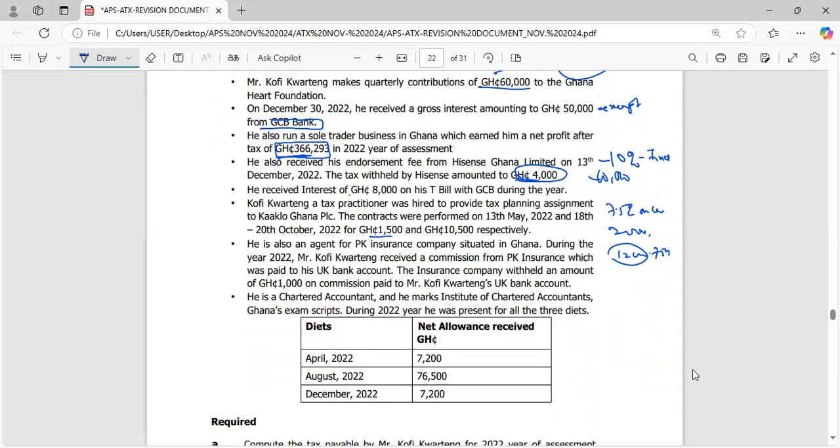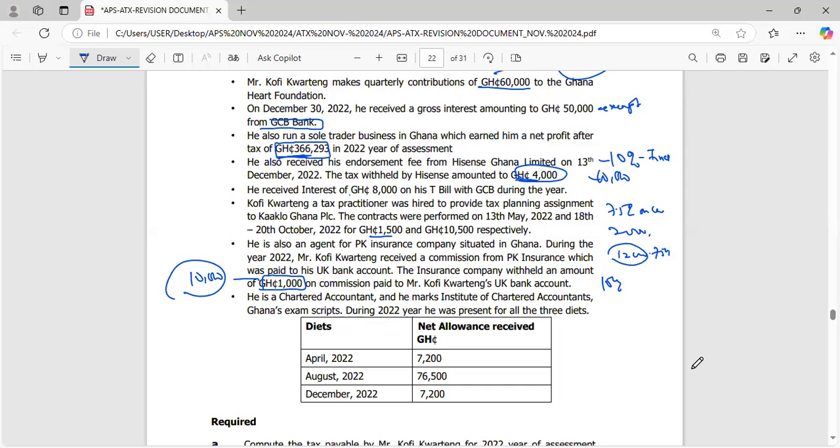10%. Is it final or is it on account? On account. Commission is 10% on account. So if 10% tax is equivalent to 1,000 Ghana cedis, that should tell you that the gross amount should be 10,000. So we add the 10,000 to his income. When we are done, we can give the 1,000 that they deducted as a tax credit. Are you guys following how the thing will be done?